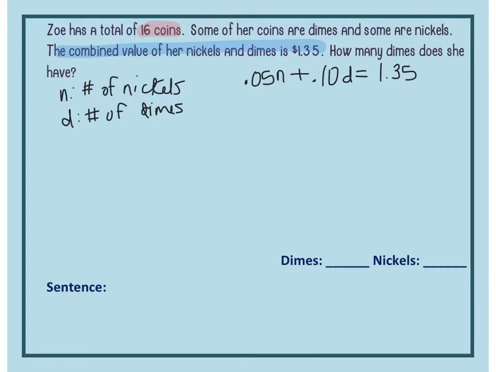Now what I did in red, she has 16 total coins. So nickels plus dimes is going to equal 16 coins. That has nothing to do with money. That's just the number of coins. So nickels plus dimes is 16 total coins. Now, I'm going to be honest here, I'm not going to do elimination because of all those decimals, okay? So I'm going to do substitution. So I'm going to go ahead and pause the video. I want you guys to try and work out this question.